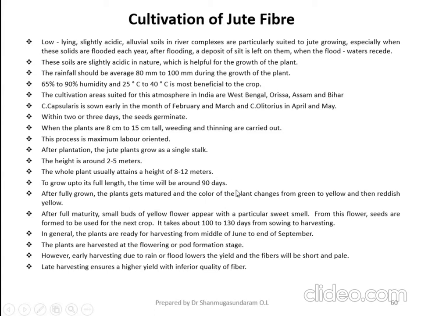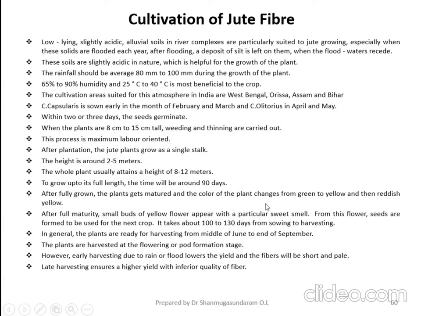So to attain its full height, how much time did it take? 90 days. From plantation until maturity, how much time do you need? 90 days is needed to attain full maturity. Once it attains full growth, the plant gets matured.